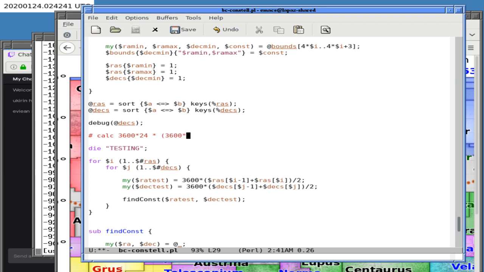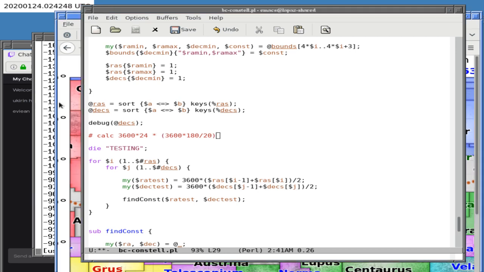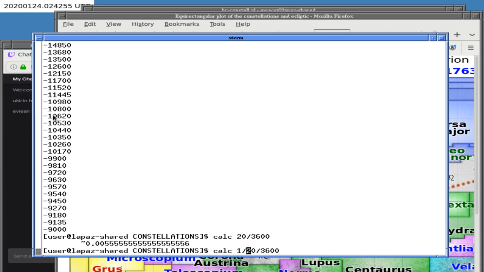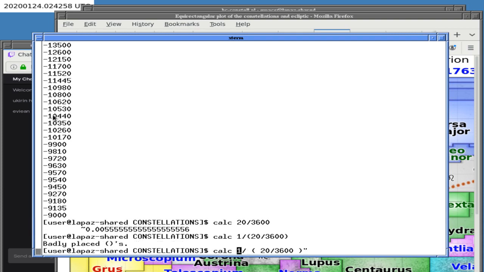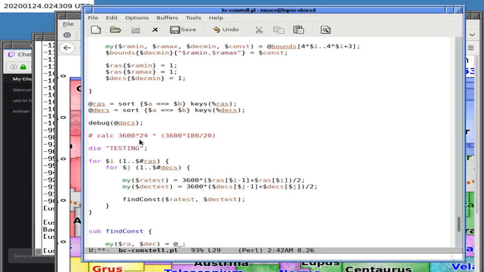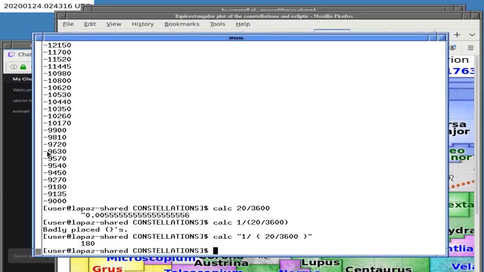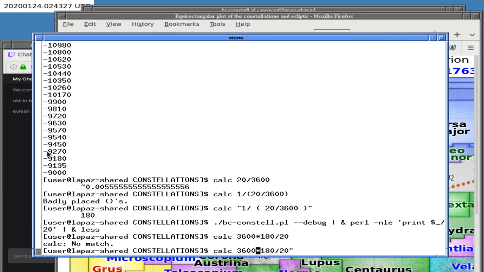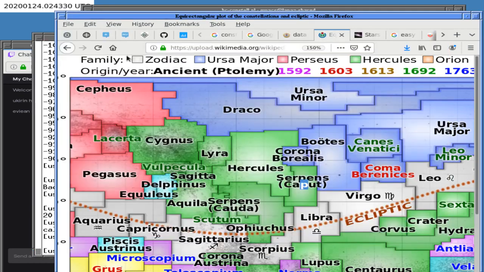3600 times 180 over 20, which means they're all multiples of, let's see, 20 divided by 3600, whatever that is. I think that's a 180th of a degree. That might actually be correct. So now we will have... So we said they're all multiples of 20. And because the numbers can go up as high as this, or there's that many different numbers, we're going to be multiplying by 32,400, which maybe is now getting a little bit too big.